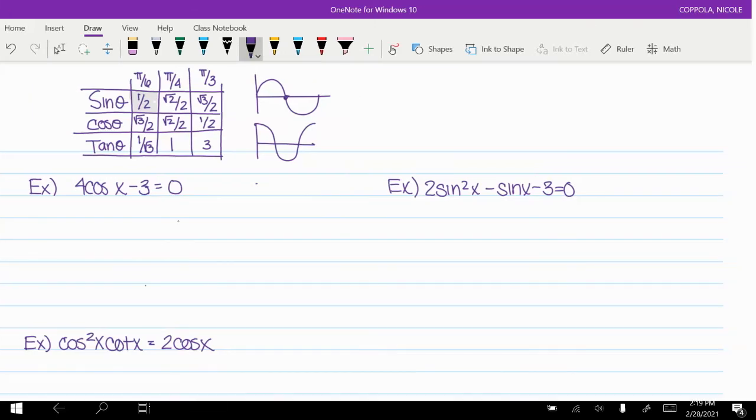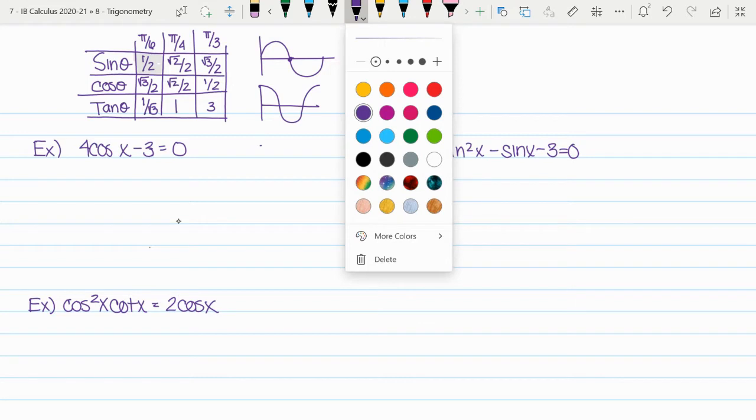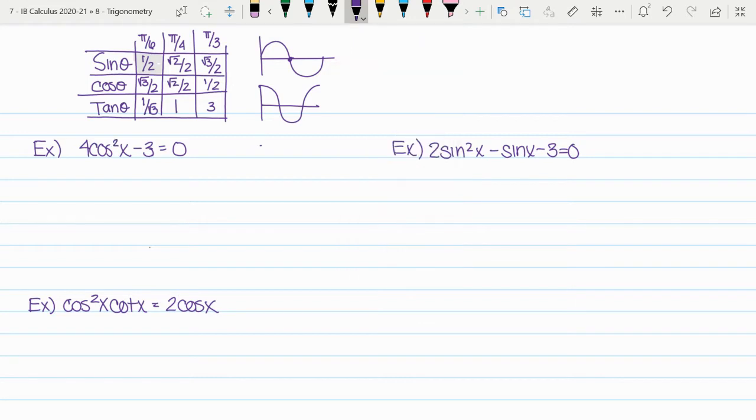Hello, math people. Here what we're going to do is some more advanced solving trig equations. I've got three here for us. Without further ado, let's get started. There should be a squared here.